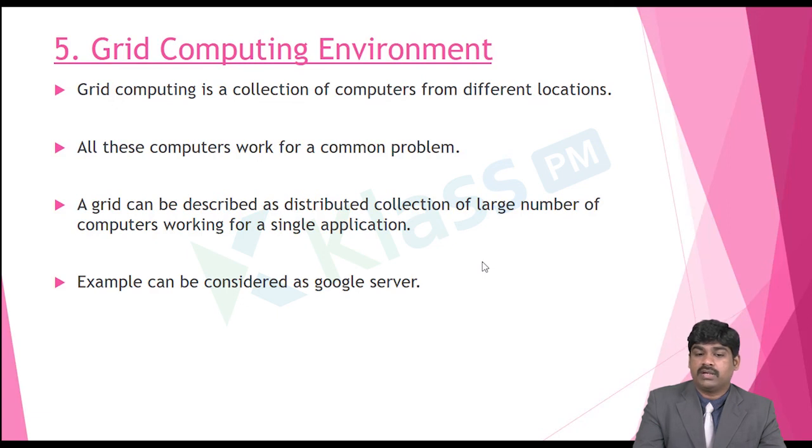These servers are provided in remote locations. All these computers work on a common problem or a common task. A grid can be described as a distributed collection of a large number of computers working for a single application. An example is something like NASA, where satellites are distributed throughout the globe, throughout the earth, and all these satellites work for a single similar task or multiple tasks. Another example is the Google server, where the servers are located in multiple remote locations.